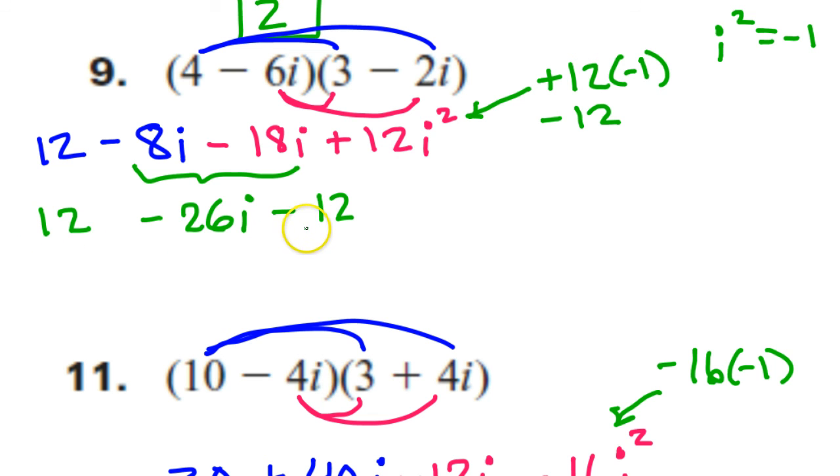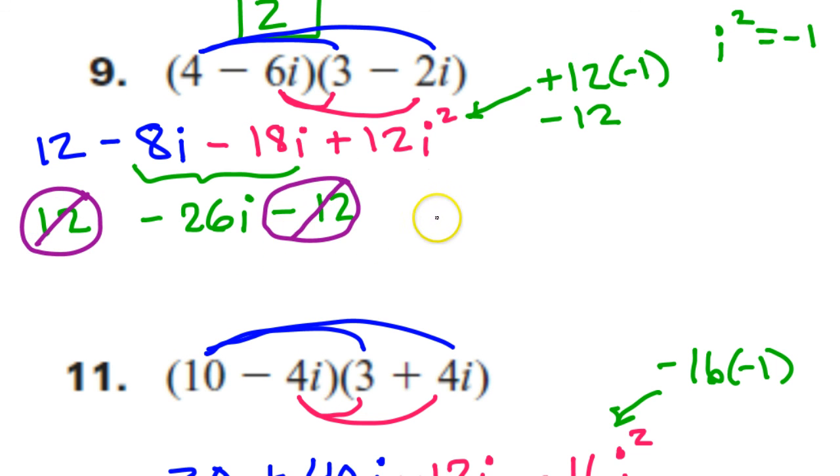And then you combine your like terms. Notice that we have this positive 12 over here, and we have a negative 12 over here. Those like terms are going to end up canceling each other out. So that's just going to leave negative 26i as your final answer.